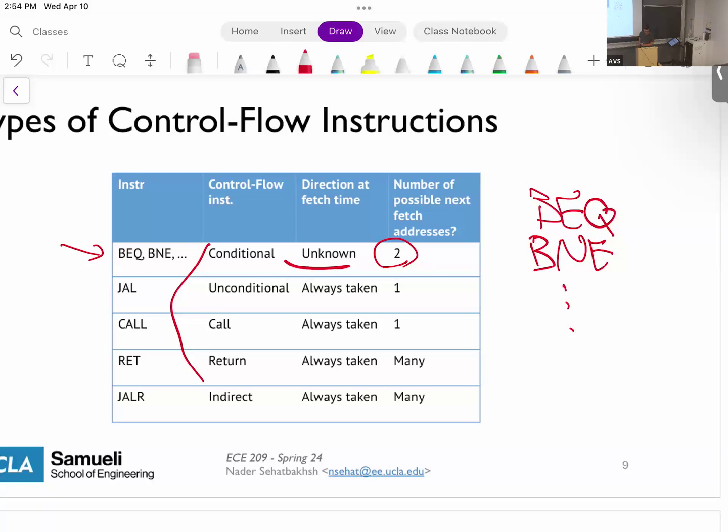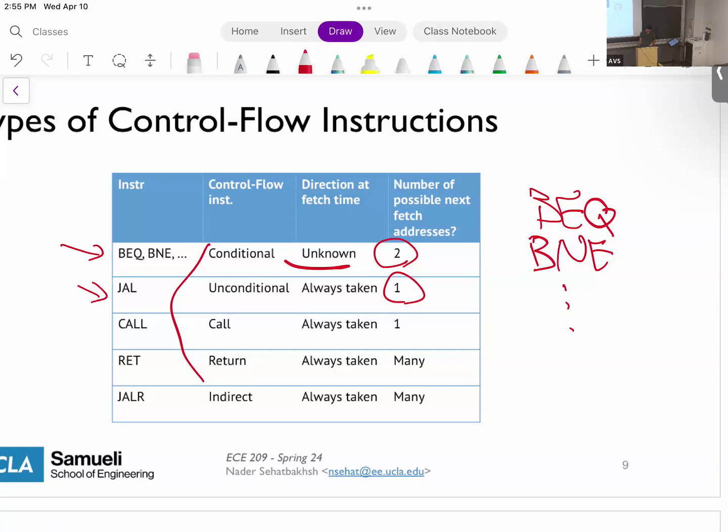Okay. Then we have the jump and link instruction, JAL. JAL is what we call an unconditional branch, and it is always taken. So there is one direction all the time, and that's taken. As a result, there's always one specific address that we know exactly, because this is an unconditional direct branch. Okay.